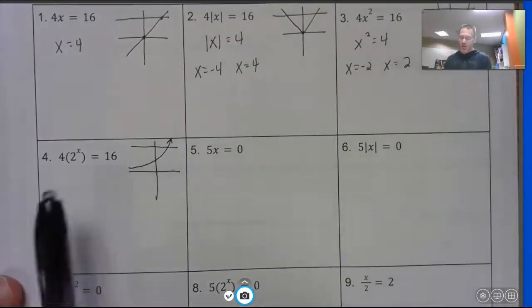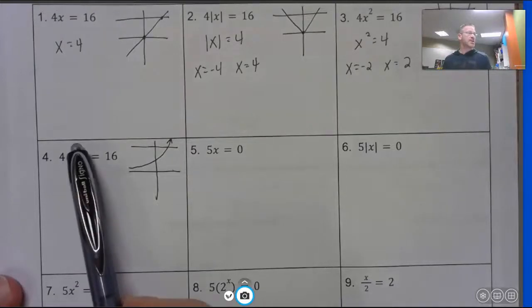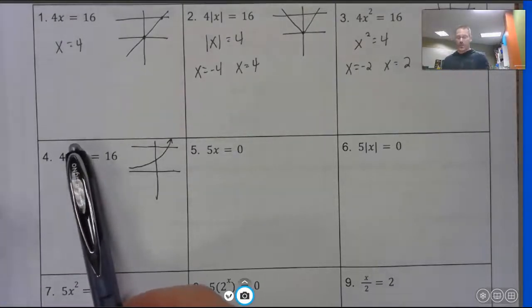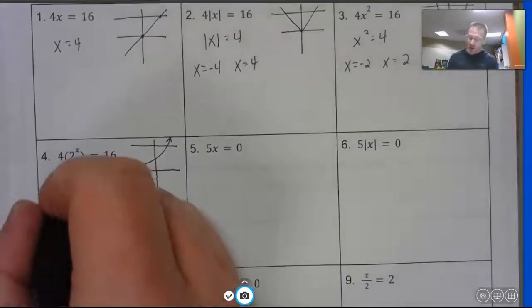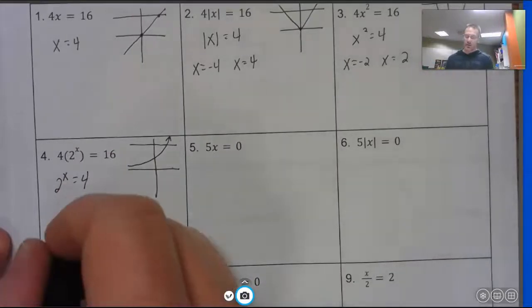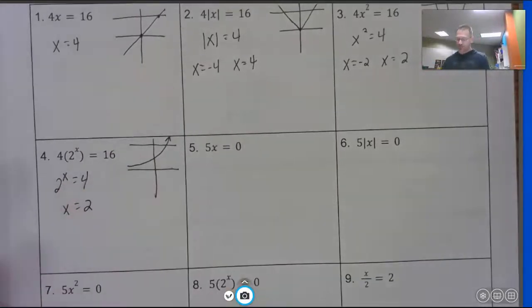So cover this up. Once again, the multiplication fact hasn't changed. 4 times what is 16? 4. But what's changed is what is equal to 4. So 2 to what power is 4? And the answer is 2.